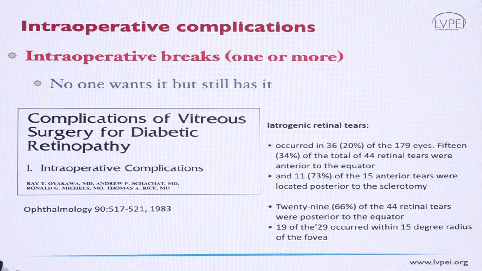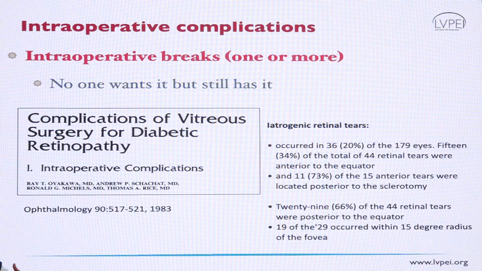Switching back again to an intraoperative complication, which is an intraoperative break. No one wants it, but still we get it sometimes when you're operating. It has been shown that intraoperative tears can happen. In the study done way back in 1983, the incidence was pretty high, and anterior tears are closer to the sclerotomy site, while posterior tears are closer to the arcade area. That's what the study said.